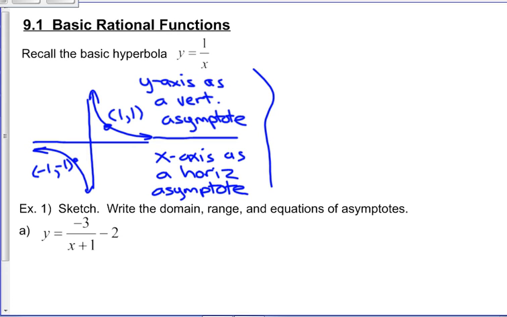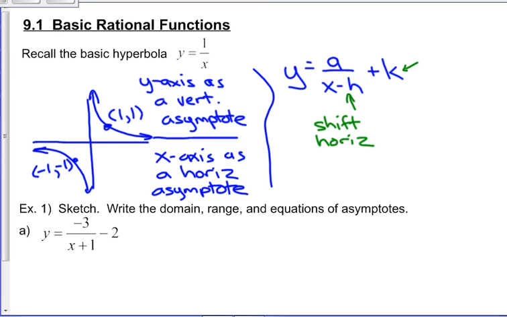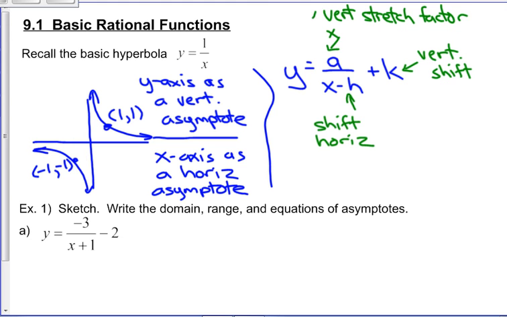If we want to transform these, then the basic form we deal with would be something like this: y = a over (x - h) plus k. And the parameters do their usual stuff. h shifts us left or right, or horizontally. k is our vertical shift, or vertical translation. And a functions as our vertical stretch factor, and if it's negative, it causes an x-axis reflection.